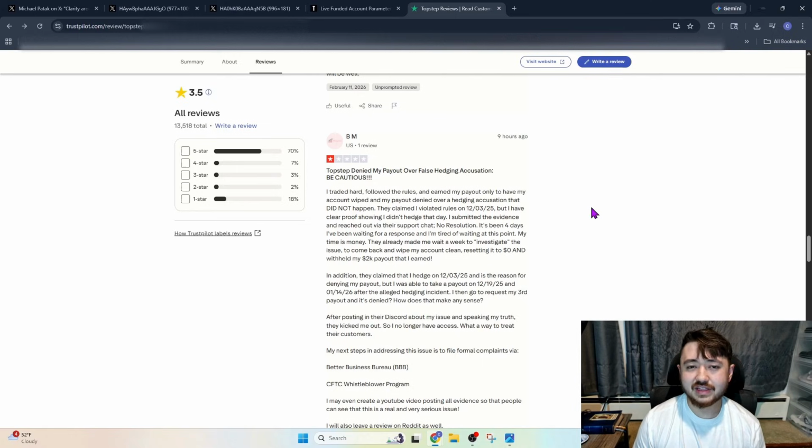So they limited the live account. It apparently has trailing drawdown now, and if you lose that 20% starting balance, you blow the account. And people are getting their accounts banned for hedging, and they didn't even hedge ever before. They're just finding reasons to deny people's payouts. I have no idea what's going on.